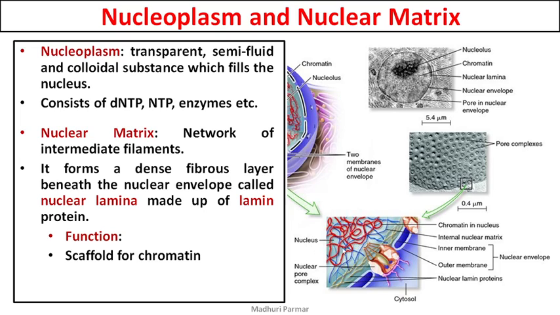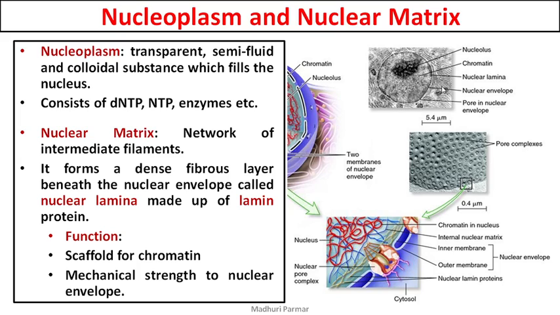Now this DNA will not just be roaming around and floating around in the nucleus. It will be at some points attached to this nuclear lamina, to provide support. And this nuclear lamina or the nuclear matrix, where it is present, gives mechanical strength to the nuclear envelope. It gives shape and strength to the nucleus.